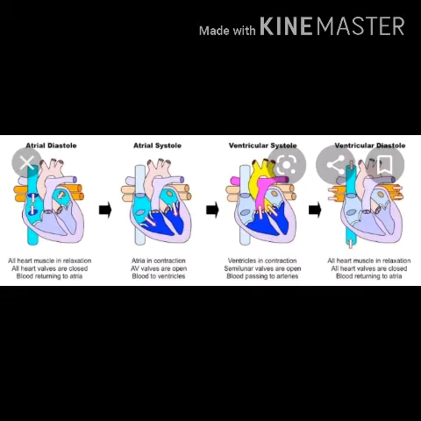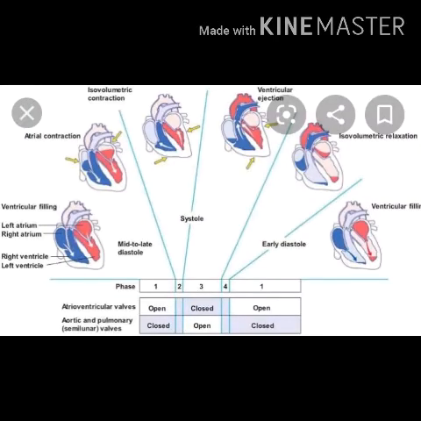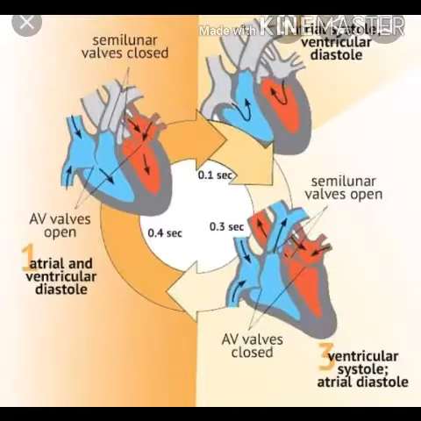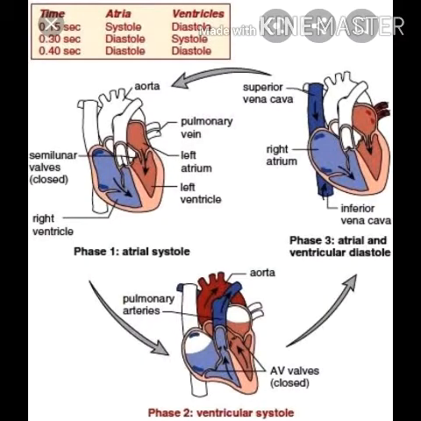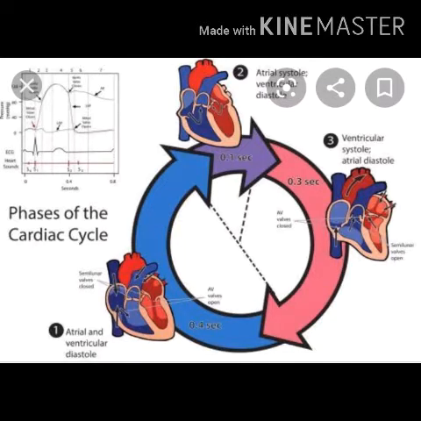Now move on to another topic, called the heartbeat. One systolic contraction followed by one diastolic relaxation of the heart is called a heartbeat. It is basically one cardiac cycle. So now move on to the sounds associated with the heartbeat. Two sounds are associated with the heartbeat, that is lub and dub.